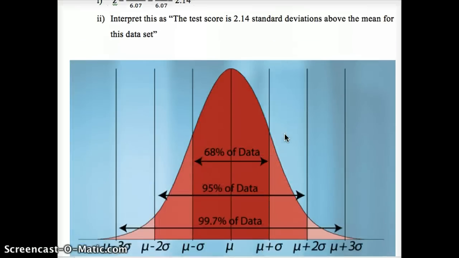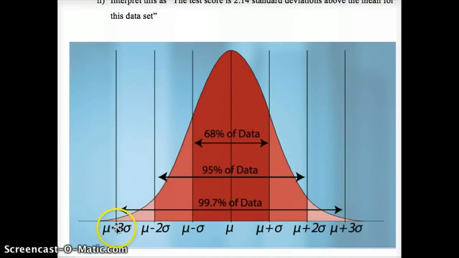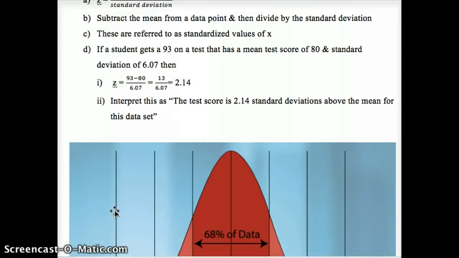So if we scroll down to our graph, the z-score right here would be -3, or 3 standard deviations below the mean. So here we have a z-score of +1, 1 standard deviation above the mean, z-score of 2, 2 standard deviations above the mean, z-score of 3, 3 standard deviations above the mean. Conversely, on the other side, we have a z-score of -1, 1 standard deviation below the mean, z-score of -2, 2 standard deviations below, and a z-score of -3, 3 standard deviations below.